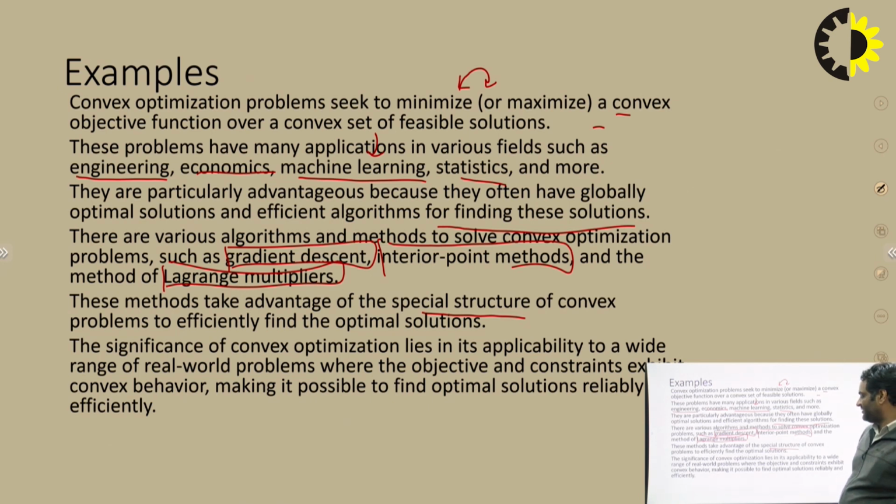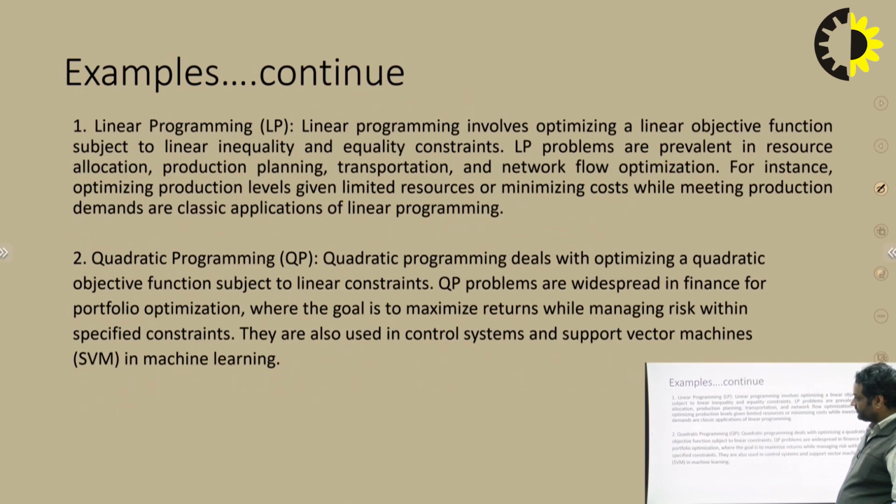The significance of convex optimization lies in its applicability to a wide range of real-world problems where the objectives and the constraints exhibit convex behavior, making it possible to find optimal solutions reliably and efficiently.